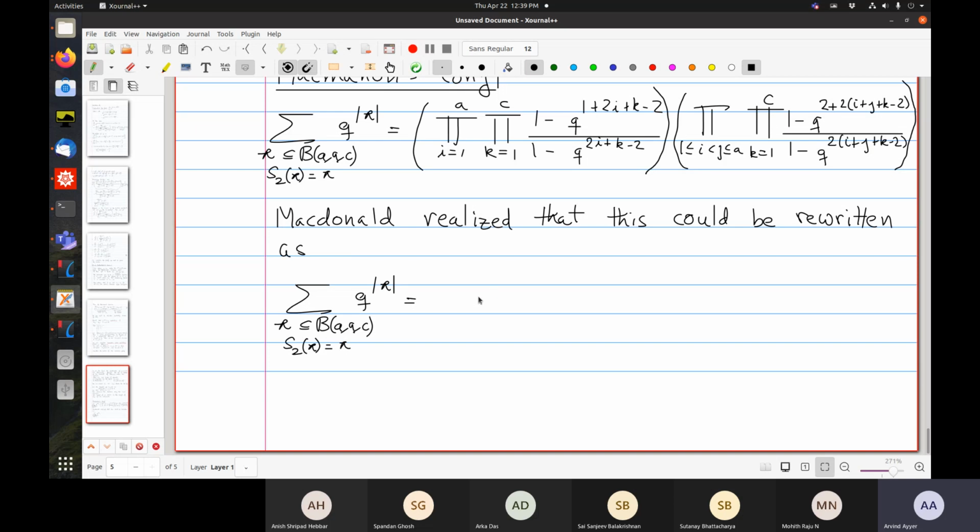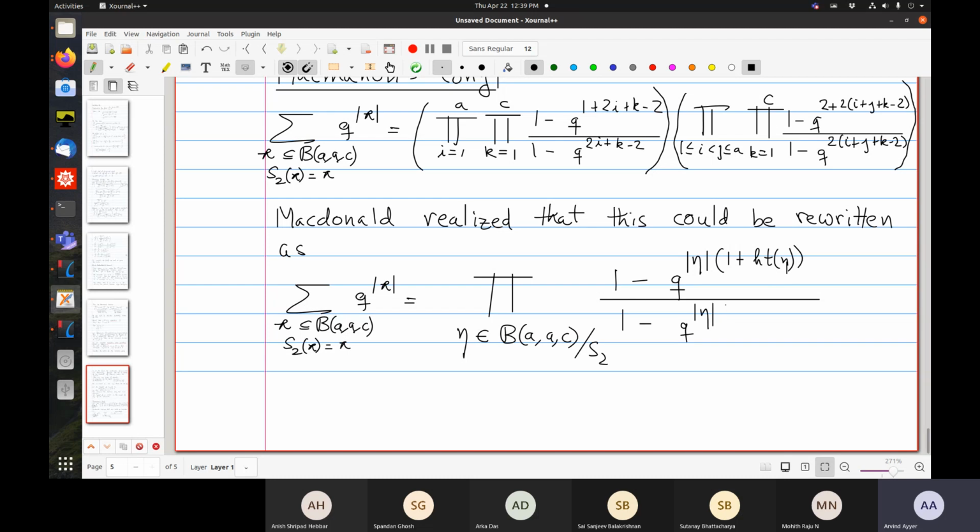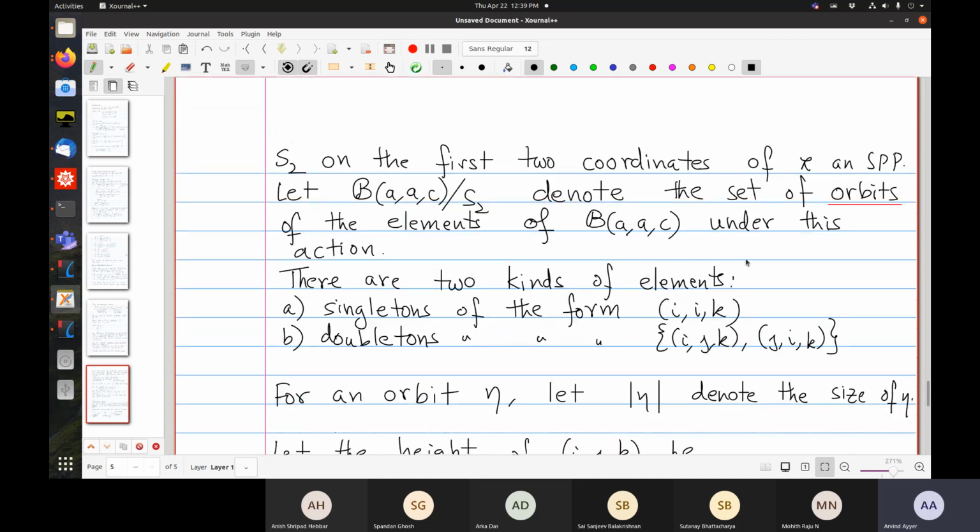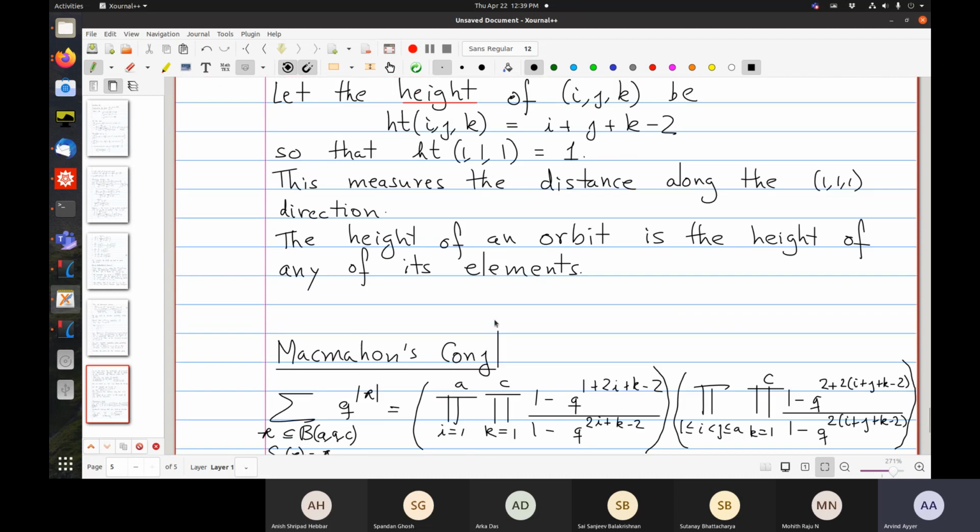The right hand side can be rewritten as a product over orbits eta in B_A_A_C mod S2 of 1 minus q to the power mod eta times 1 plus height eta, divided by 1 minus q to the power mod eta times height. Okay, so let's see. I remember I told you there are two kinds of orbits, singletons and doubletons.